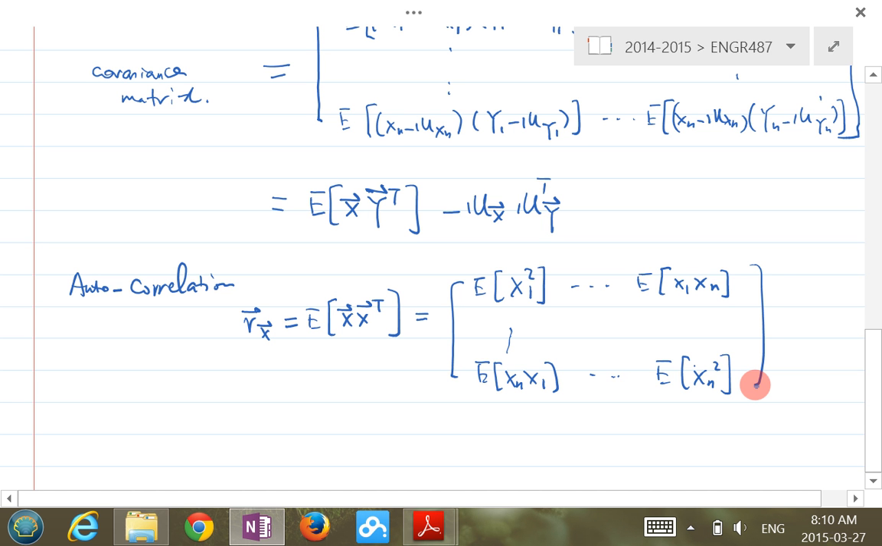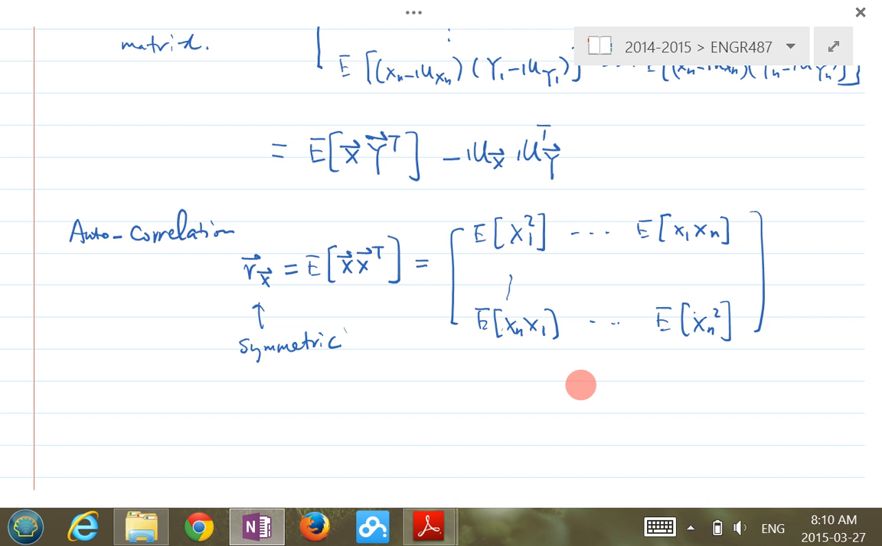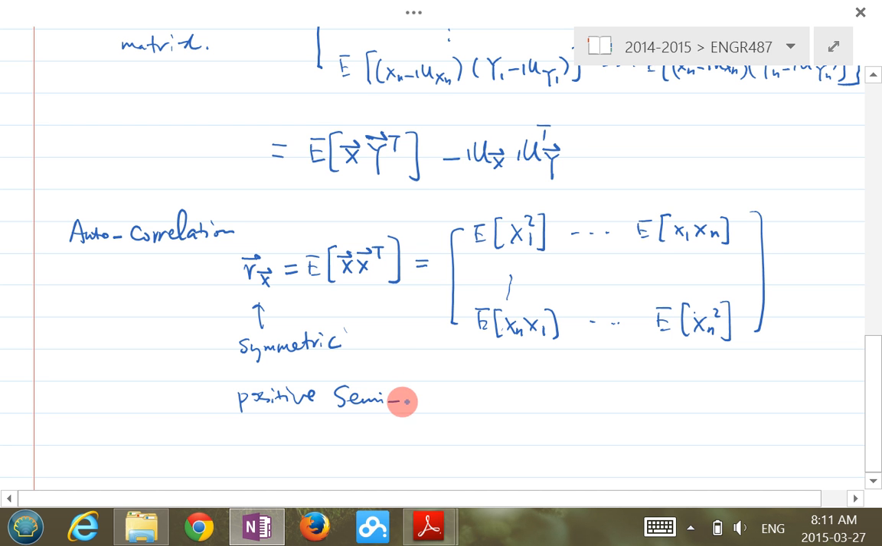So if you look at the autocorrelation matrix, the difference now is it's actually what? It's a symmetric matrix, right? And not only symmetric, it's also so-called positive semi-definite. So what does that mean?